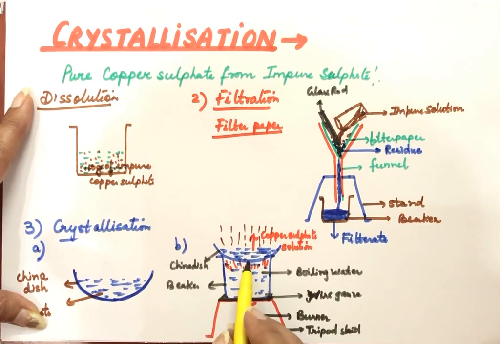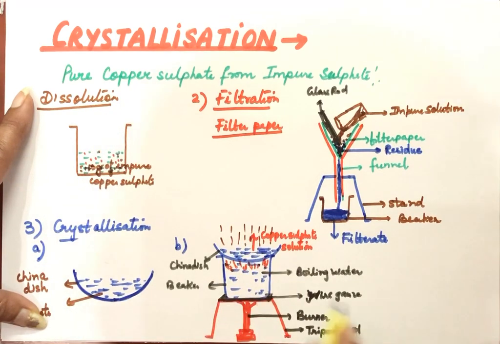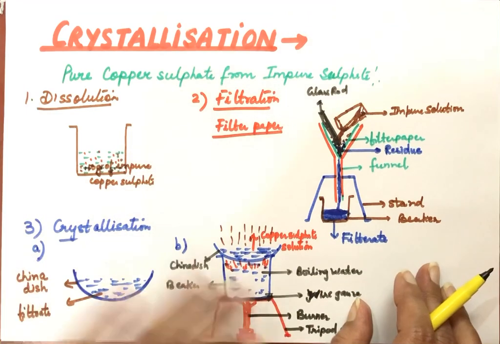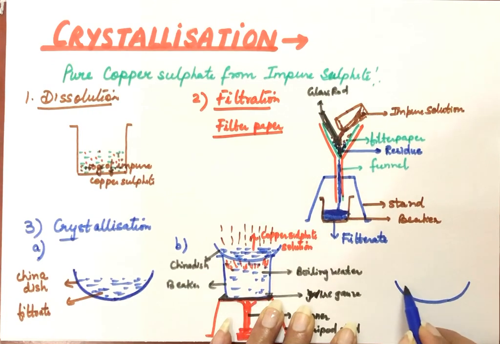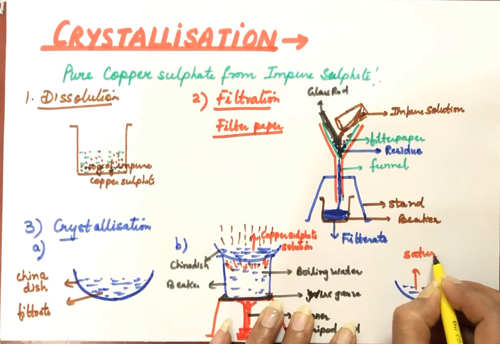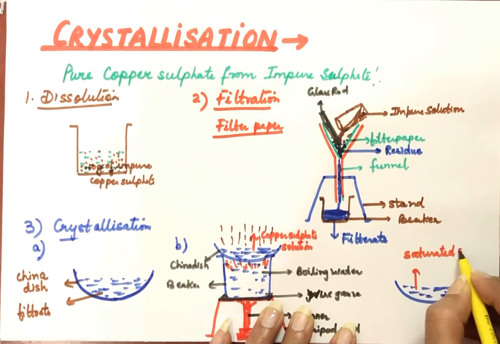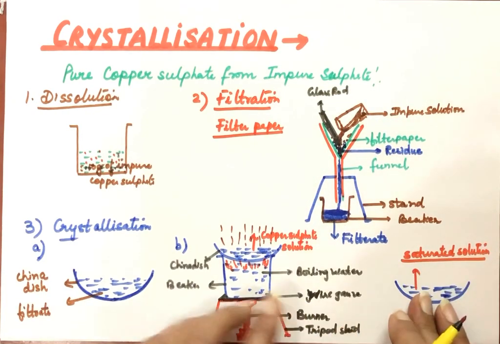On heating this, the water is evaporating. Some of the water evaporates, and the solution will become concentrated. Concentrated means there will be some liquid, but now less liquid is there. So this solution that we have got now, we call a saturated solution. But how will we know how much heating we have to do?